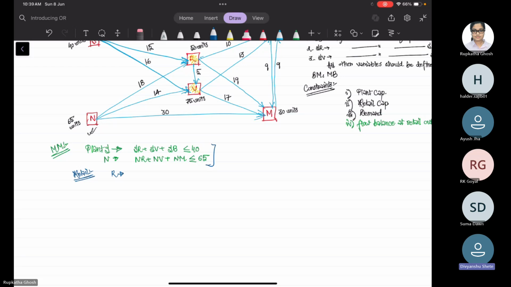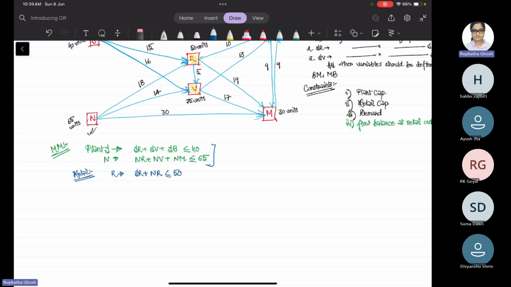R should be like only SR capacity constraint. SR plus NR is less than or equal to 50. Absolutely right. SR plus NR has to be less than or equal to 50.